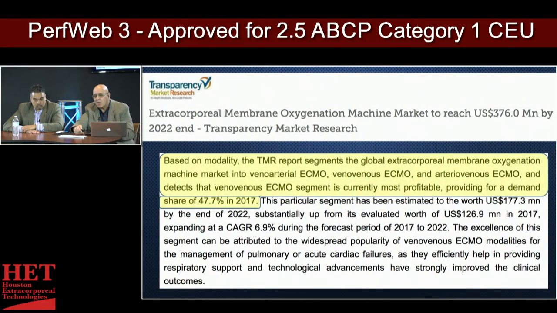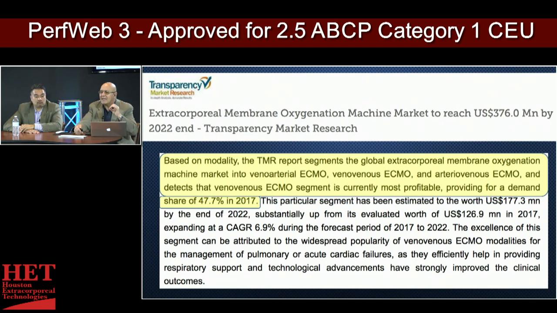And again, based on modality, this market research report segments the global ECMO machine market into veno-arterial ECMO, veno-venous ECMO, and arteriovenous ECMO, and detects, and this was very interesting to me, that the veno-venous ECMO segment is currently the most profitable, providing for a demand share of 47.7% of all ECMO in 2017.